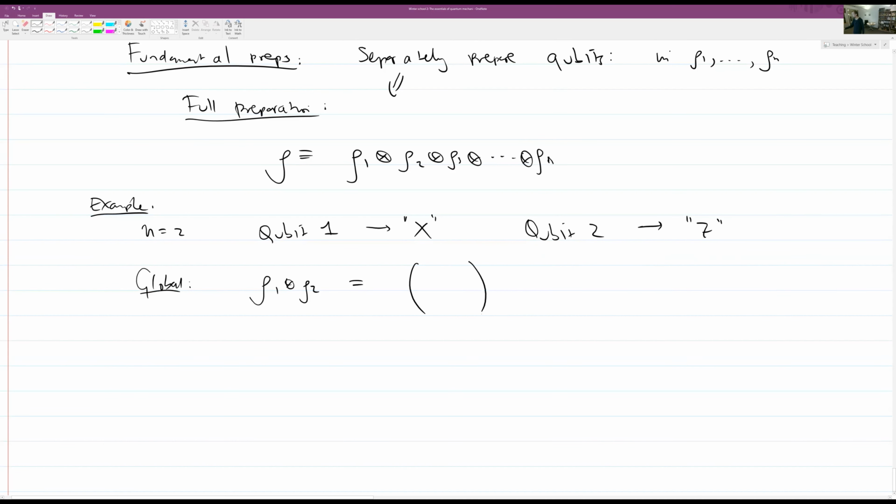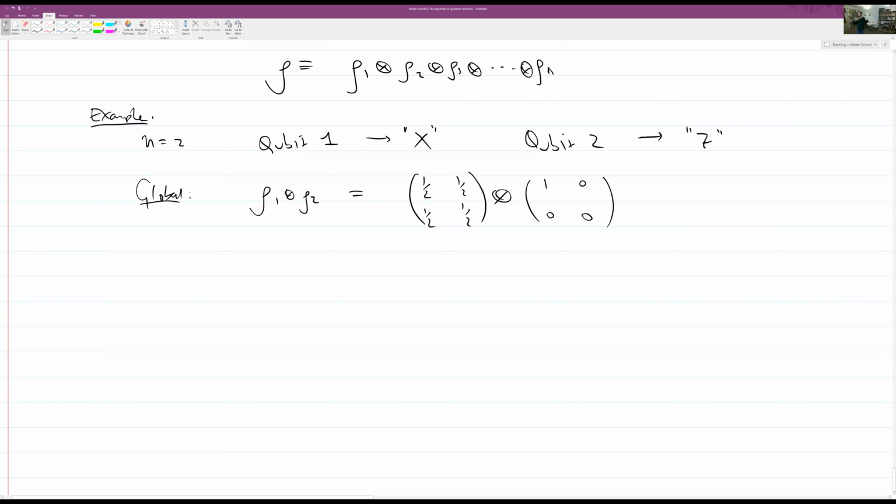And that means that we've got to take the tensor product of this matrix, a half, a half, a half, a half, and 1, 0, 0, 0. Okay, the whole system of two qubits is now described by this density matrix here. What does that matrix look like? Well, I'm going to work it out explicitly for you. It's a half, 0, 0, 0. A half, 0, 0, 0. A half, 0, 0, 0. And a half, 0, 0, 0, like so. That's the actual matrix that gets prepared if you separately prepare the qubits.